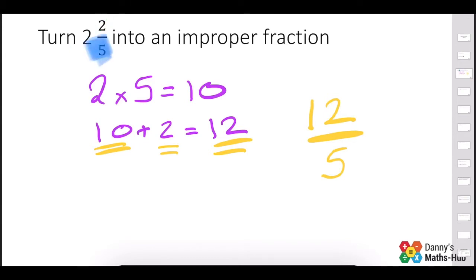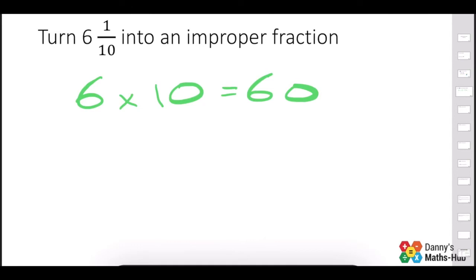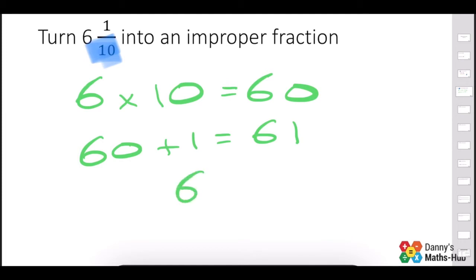Notice how our denominator here is the same as our denominator here. So let's now do this one a little bit quicker. We want to do 6 1/10 and turn it into an improper fraction. We take our integer, we times it by our denominator, which gives us 60. We then take our answer, add on the numerator to give us 61. Our current denominator is 10, so our denominator stays the same, so we get the answer of 61 over 10.